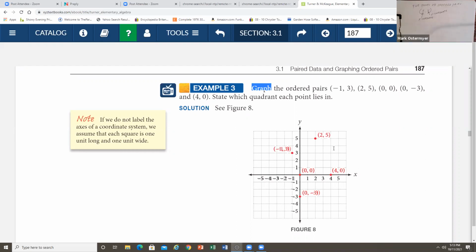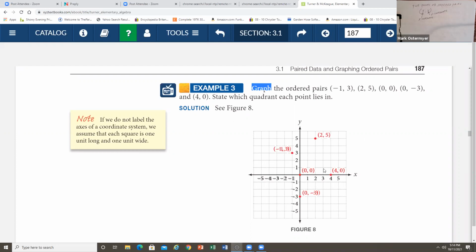Plotting the point 2, 5, starting at the origin, we move 2 to the right on the x-axis and then up 5 units in the positive y direction. So 1, 2, now up 5. 1, 2, 3, 4, and 5. There's 2, 5. And that lies in what quadrant? First. First quadrant. 0, 0. Plotting 0, 0. That is the origin. That's right here. The point that sits on the intersection point of the x and the y axis.